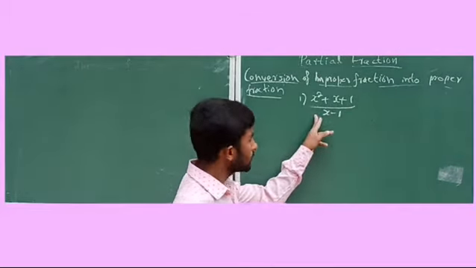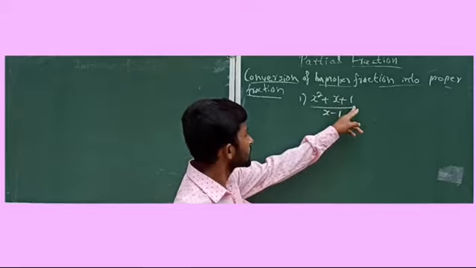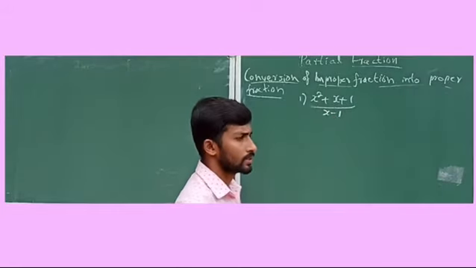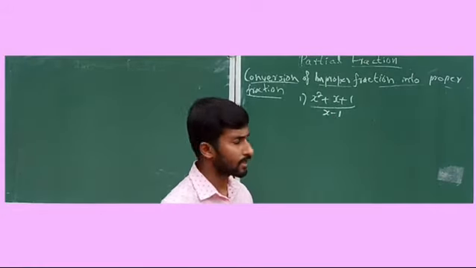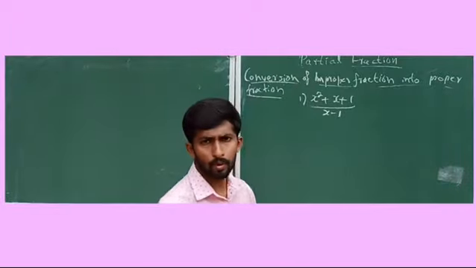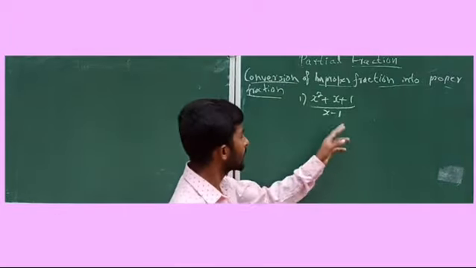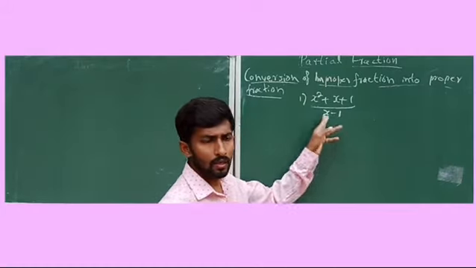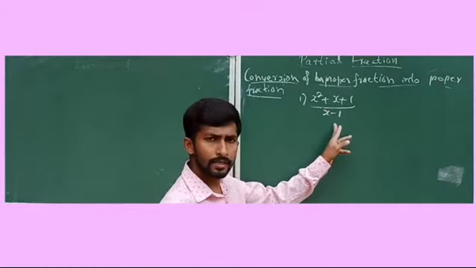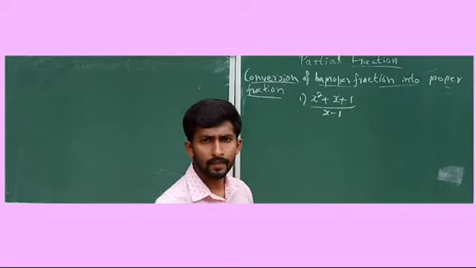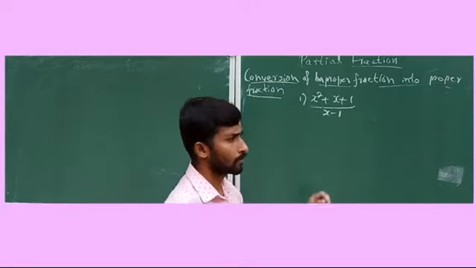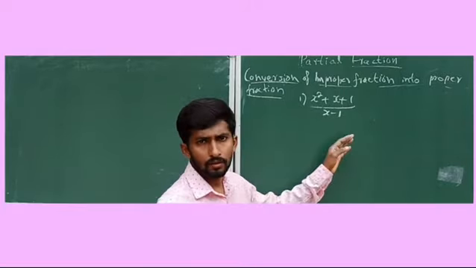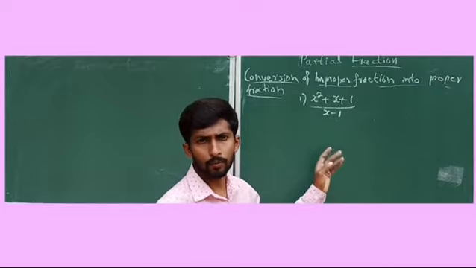See this problem, x square plus x plus 1 divided by x minus 1 is given. Clearly you can say this is an example for improper fraction. Why? Degree of the numerator is 2, degree of the denominator is 1. Okay? Degree of the numerator is greater than the degree of the denominator. Therefore, this is an example for improper fraction. Now convert it into proper fraction.